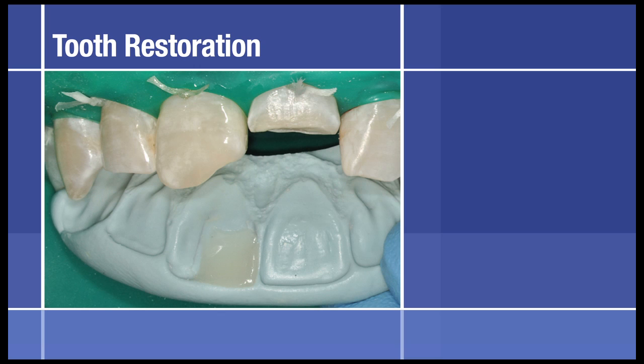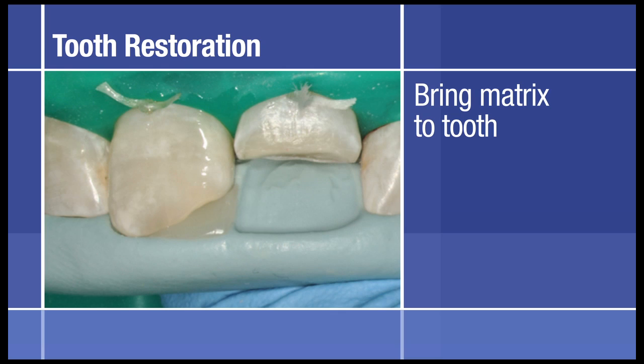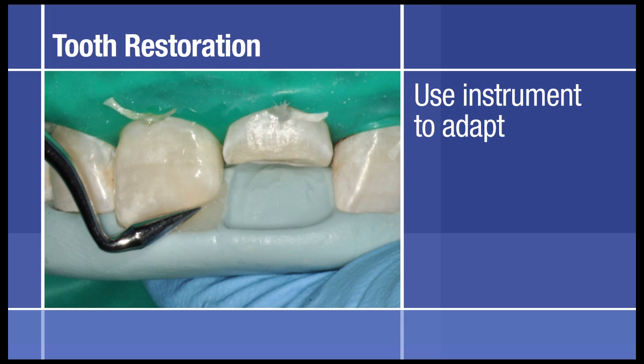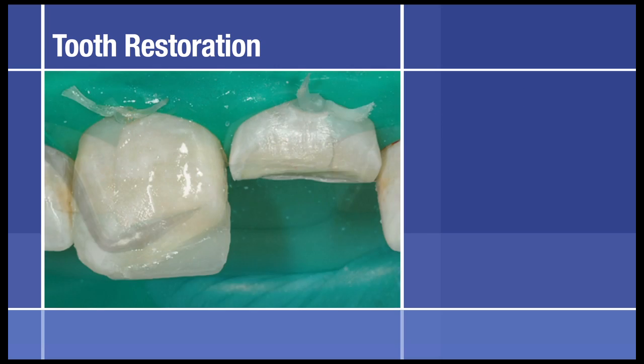I place it directly in the putty matrix, bring the putty matrix to the tooth surface, adapt it really well, use an instrument to make sure my composite is well adapted, well attached to the tooth, and then once it's in place, just cure it there. After it's cured, we simply remove the lingual matrix, and we have created a lingual shell. I just cure that layer, and I am then ready for the dentin buildup.